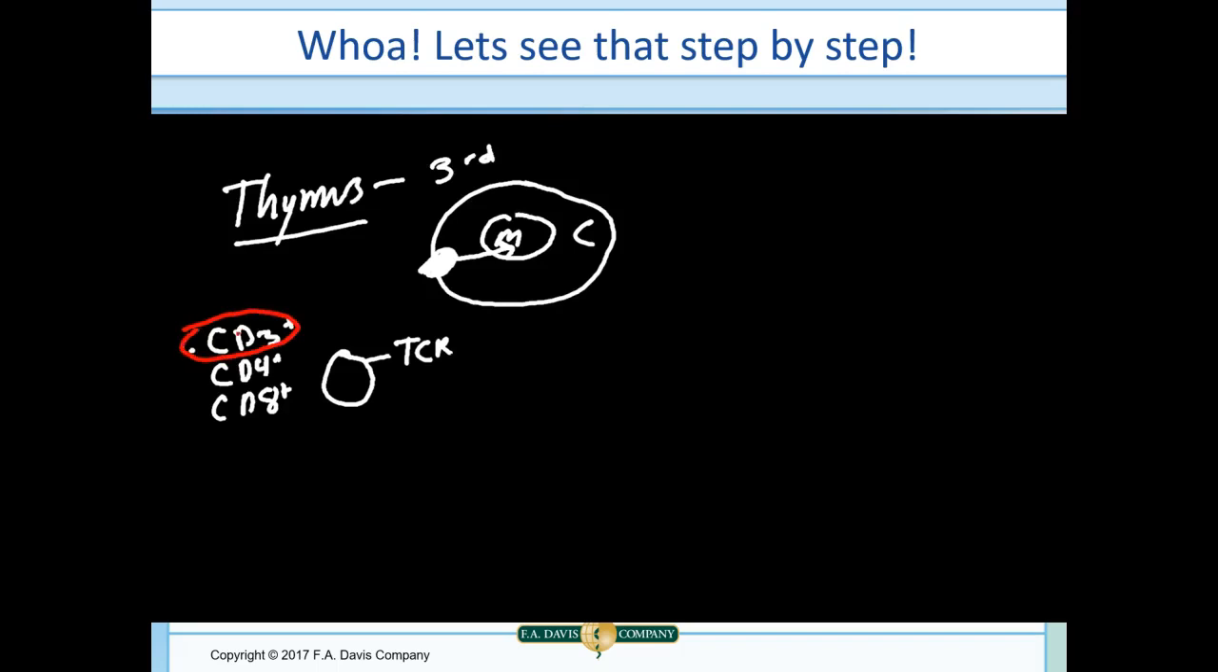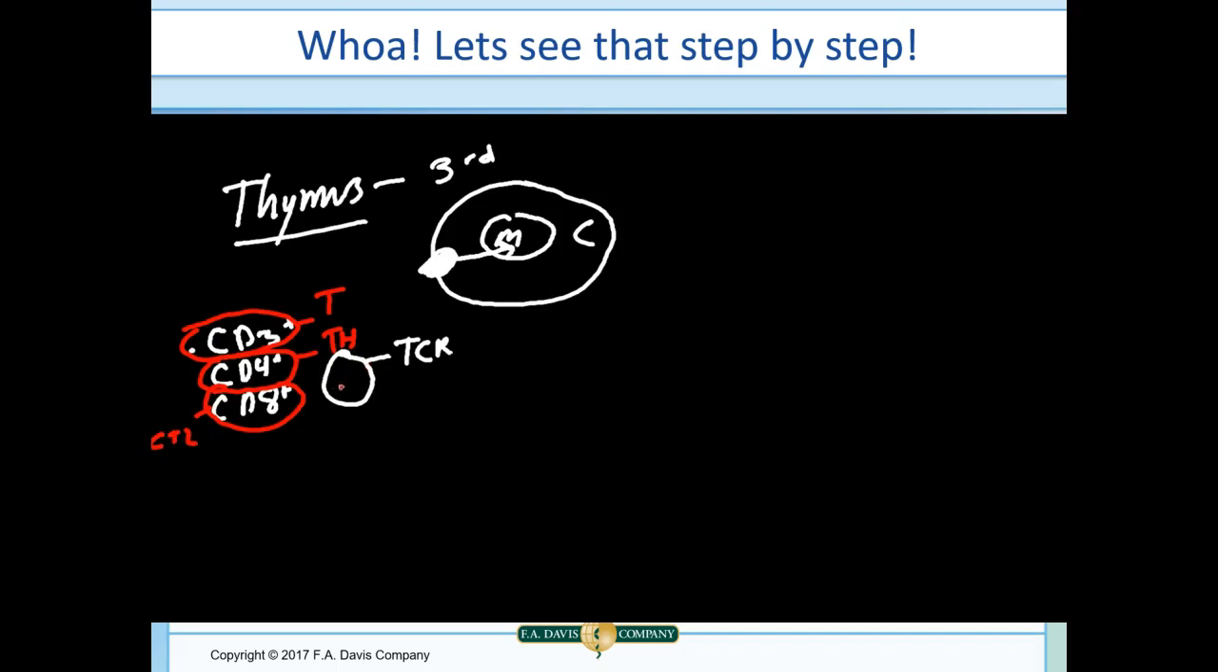CD3 is going to indicate that it's a T cell. That's all it means, it's a cell marker for T cells. CD4 positive means that's a marker for T helper cells. So all T cells will have CD3 on the outside. CD4 positive cells indicate that the cell is a T helper cell. And CD8 positive means it's a cytotoxic T lymphocyte.